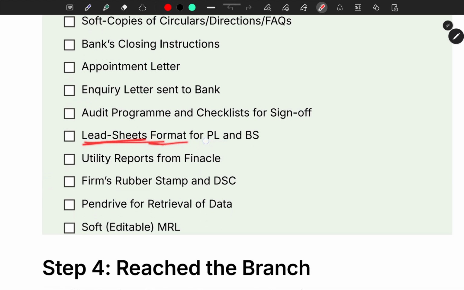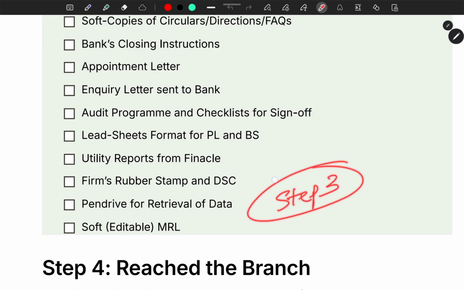You should create lead formats of the balance sheet and P&L. You should have some utility reports from Finacle which are expected to be generated by the branch and sent to you beforehand, so you can analyze. You should have your firm's rubber stamp, because you may be required to do some stamping and signing physically, but obviously a lot of banks would require you to go for a DSC method. That's better. Also a pen drive for retrieving data, and obviously a soft editable MRL. This is like your step number 3 in the basics.